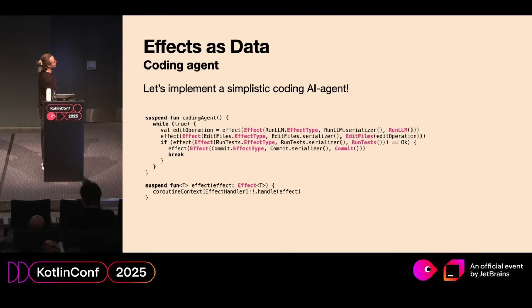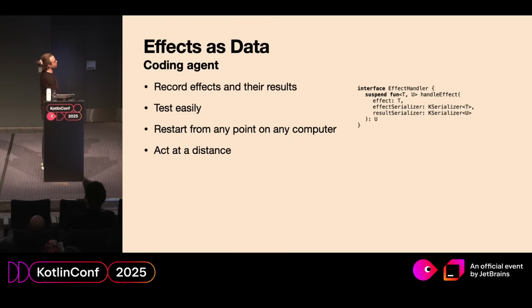So if we model effects as data, we can record events and their results so that we could stop our agent and run it later, perhaps even on a different computer. We can act at a distance. This thing doesn't say on which computer we perform the effect. That also allows us to test our code much easier by just recording events instead of doing something like mocks and whatnot. We can just record them in a JSON file and use that as a test.